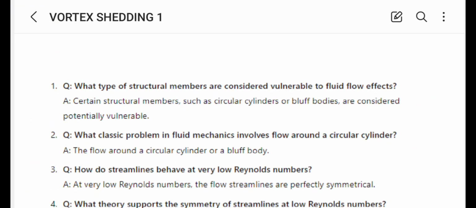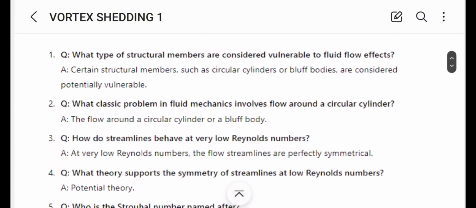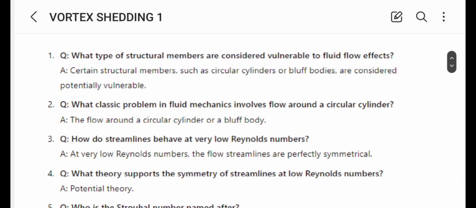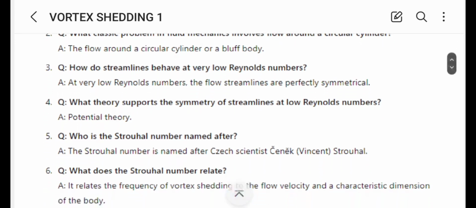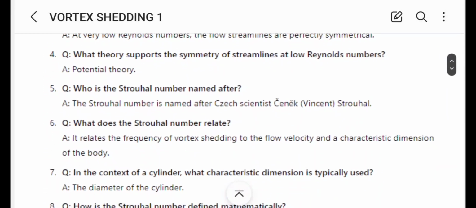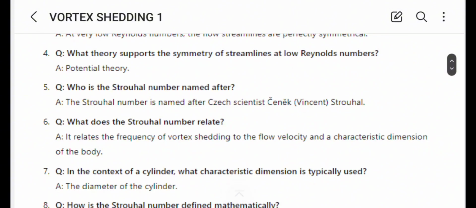So here we can see what type of structural members are considered vulnerable to fluid flow effects. Certain structural members such as circular cylinders or bluff bodies are considered potentially vulnerable. What classic problem in fluid mechanics involves flow around cylinders? The flow around cylinders or a bluff body. How do streamlines behave at very low Reynolds number? Streamlines become symmetrical. What theory supports symmetry of streamlines at low Reynolds number? Potential theory. Who is the Strouhal number named after? It is named after a scientist, Vincent Strouhal.